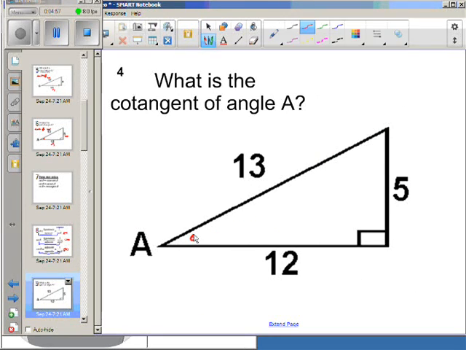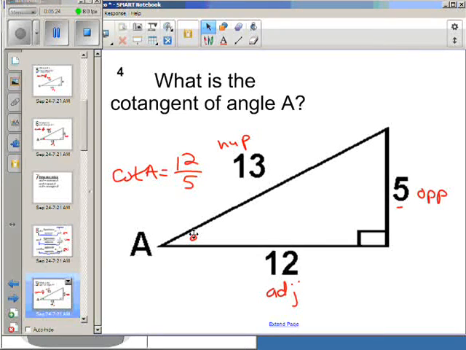So if we try one, cotangent of angle A. So here's A. Things stay the same, so this is still my opposite. This is my adjacent. This is my hypotenuse. Now you can memorize that, oh, cotangent is adjacent over opposite. I generally think of, all right, cotangent is the reciprocal of tangent. Tangent would be opposite over adjacent, so cotangent will be the reciprocal, which is adjacent over opposite. And there I get my 12/5.